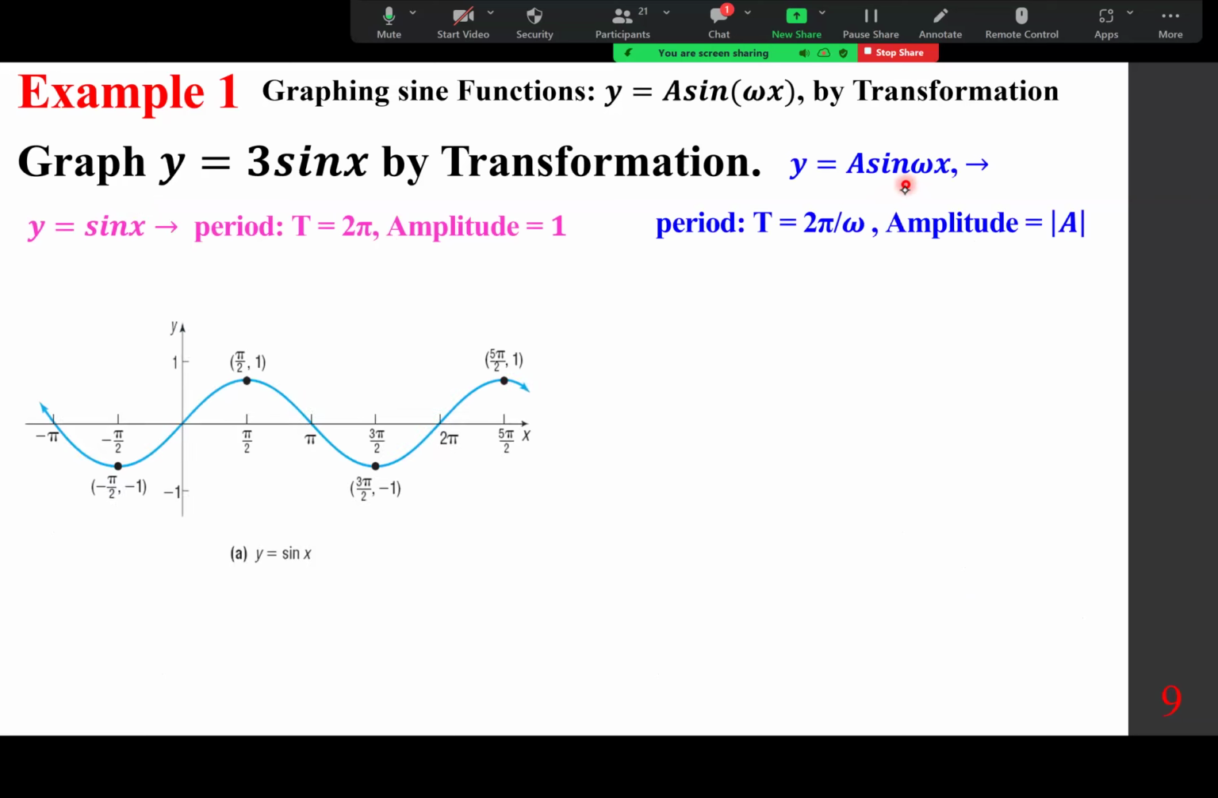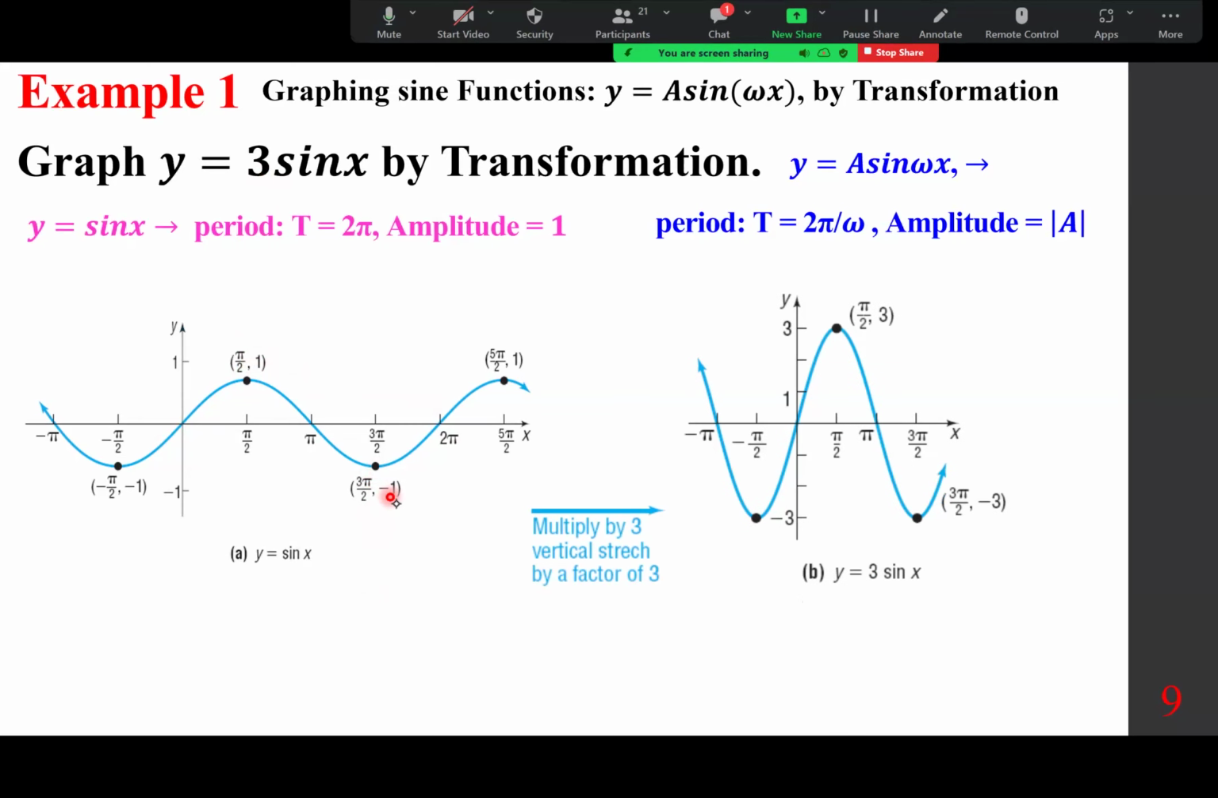And so here's the basic sine function, y equals sine x. By transformation, we are interested in getting y equals 3 sine x. So we multiply the y coordinate by 3. So we are stretching it by a factor of 3 along the y-axis. So vertical stretch. So for example, this one has the same x coordinate, pi over 2, but the y becomes 3. This one has the same x coordinate, 3 pi over 2, but the y coordinate is -3, and the rest continue.